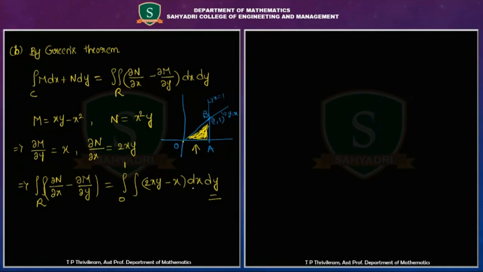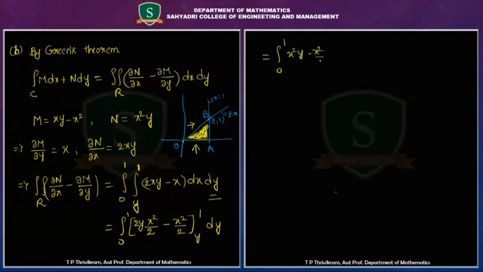Next, dx limits. Whenever you are finding dx, you have to think in the horizontal direction, that means in this direction. x equal to y to x equal to 1. In this way, you have to write the limits. Then you can do the integration as usual. So integral 0 to 1, y I'll keep as it is, integrate with respect to x: x square y by 2 minus x square by 2, having the limits from y to 1 dy, is equal to integral 0 to 1, x square y minus x square by 2, with the 2 getting cancelled, having the limits from y to 1 dy.